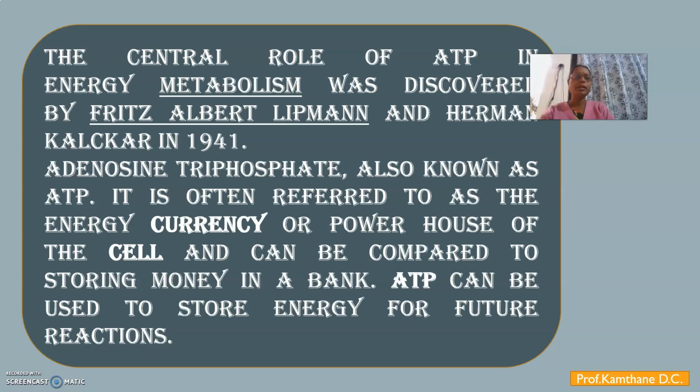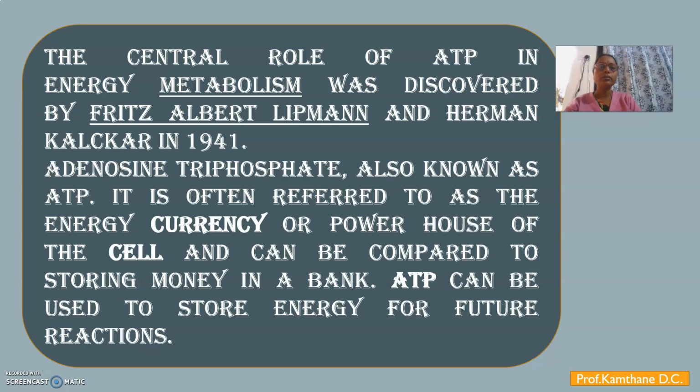ATP has a major role in metabolism, acting as an energy source. It was discovered by the scientists Karl Lohmann and Fritz Lipmann in 1941. Adenosine triphosphate, also known as ATP, is referred to as the energy currency or the powerhouse of the cell. It is similar to keeping money in a bank: ATP can be used to store energy for future reactions.